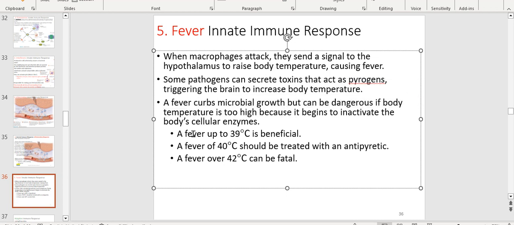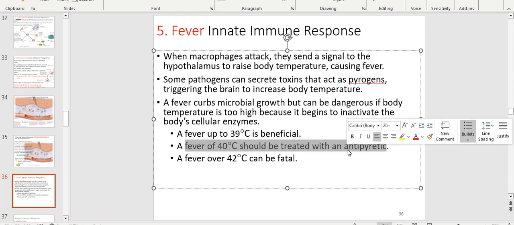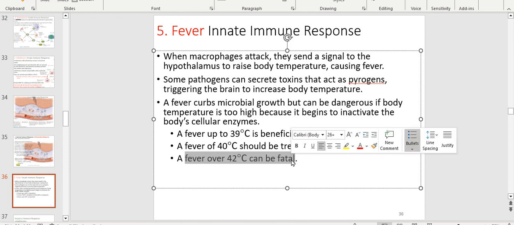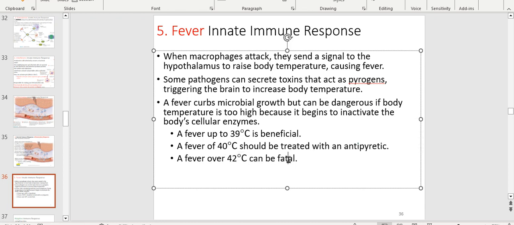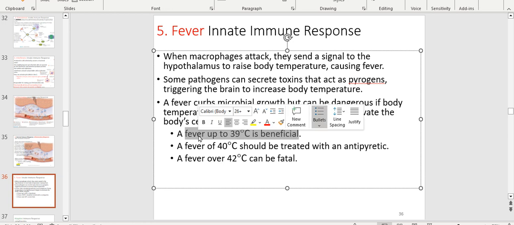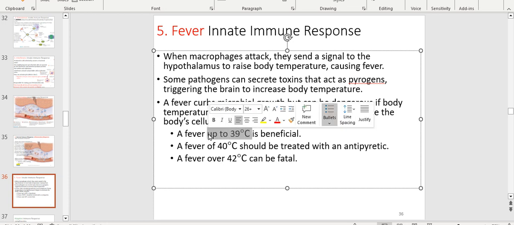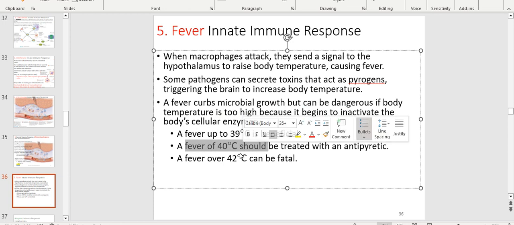A fever up to 39 degrees is beneficial. A fever of 40 should be treated with antipyretics. Okay? Tylenol, Panadol, ibuprofen. A fever over 42, you better be in emerge already. So just to let you know, watch your temperature. A fever up to 39, you shouldn't be taking any Tylenol to drop that temperature. You should be okay. But anything 40 and above, you better be on it like a duck on a June bug, as my grandmother would say.